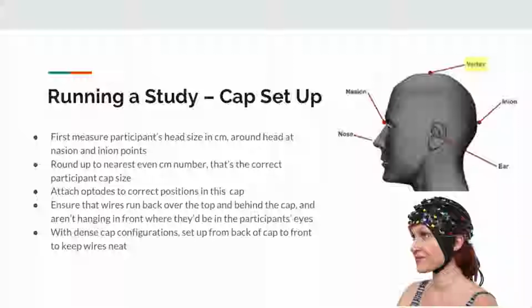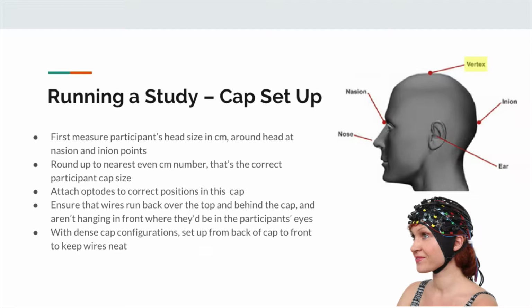Things that help with participant friendliness and just keeping everything organized and not tangled: ensure that wires, when it's all set up, are running back over the top and behind the cap so that there's nothing hanging in front of the participant's face. So while you're setting up the cap, know which seam is the front of the cap so that you can position the optodes facing the correct way.